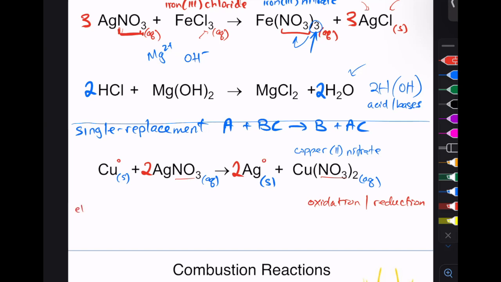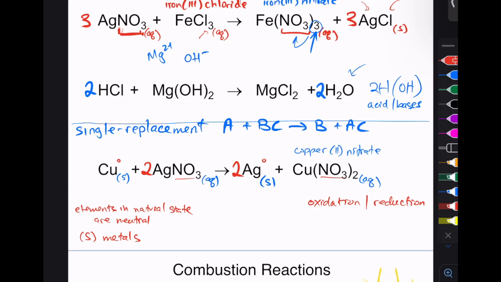So, elements in their natural state are neutral, meaning we have solid metals. They are neutral. So copper as a solid is neutral. It has the same number of electrons as it has protons.